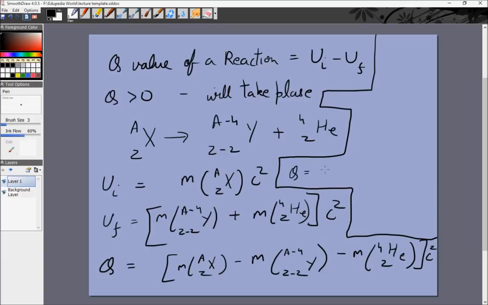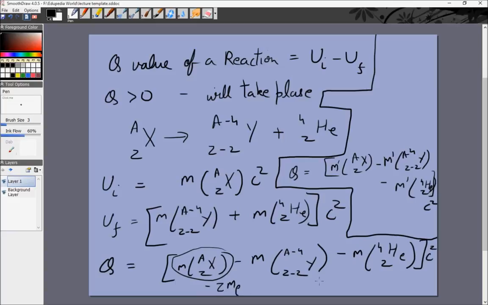Then Q would be the nuclear mass, let's call this M dash for now, nuclear mass of AXZ minus nuclear mass of A minus 4 YZ minus 2 minus nuclear mass of 4 He2, whole multiplied by C squared. But then what do we need to do to get the nuclear mass from here? We just have to subtract from this Z times the mass of an electron. We have to subtract from this Z minus 2 times the mass of an electron. And from this, we have to subtract 2 times the mass of an electron. And you can see that all the masses of the electrons end up cancelling out.